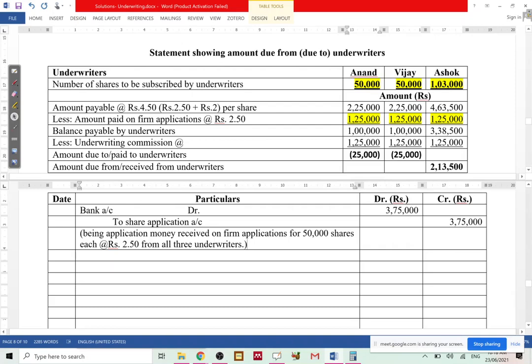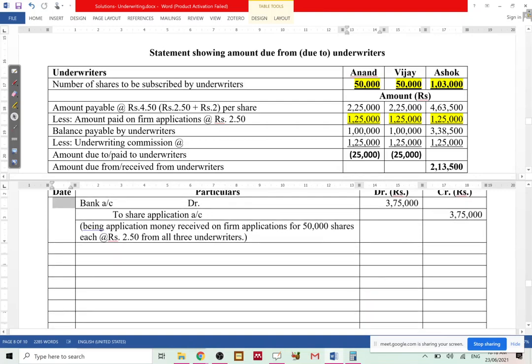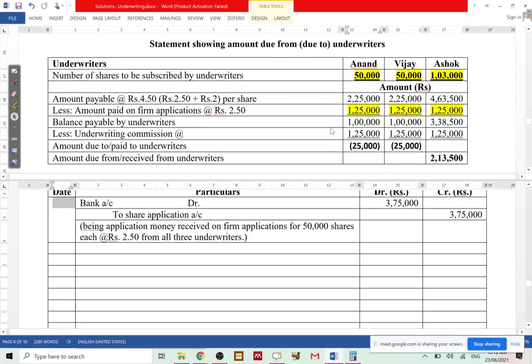Alright. So, this is our first journal entry. Of course, we do not have dates as such for each one, but we will just pass the entries based on whatever transactions are given to us. Okay. Now we also have some balance which is payable by each of them. Okay. So they are like our debtors now. They have to pay us. Okay. Meaning Anand, Vijay and Ashok are yet to pay us 1 lakh, 1 lakh and 3,38,500. So they are our debtors. This balance has to be paid by the underwriters to us, the company.